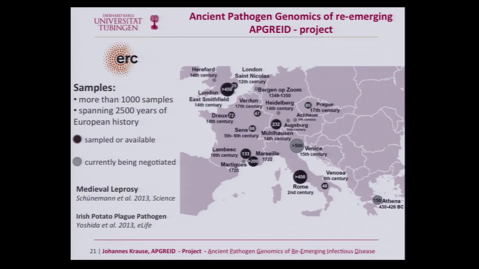So I hope I could convince you that this is a very interesting field of research, ancient pathogen genomics. If I couldn't convince you tonight, I could at least convince some time ago the ERC, the European Research Council. They actually funded a project for us, which is called Ancient Pathogen Genomics of Re-emerging Infectious Disease, where we have now collected ancient skeletal remains from all over Europe that span about 2,500 years of human history. And we are now reconstructing pathogens from all those different sites.